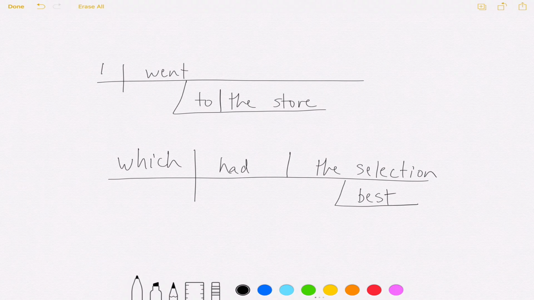Now, the only thing that I need to do to finish this is to somehow show the connection. Earlier, we pointed out that this relative pronoun has its antecedent, the word store. And so all I have to do to finish this is draw a dotted line which connects my relative pronoun back to the antecedent. And that shows the connection between the two.